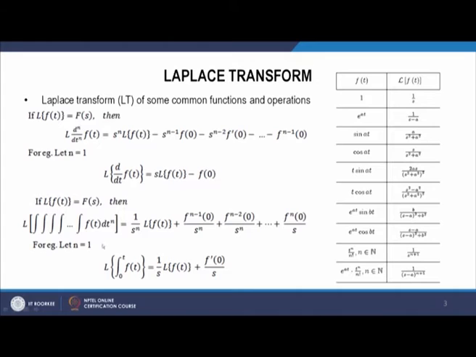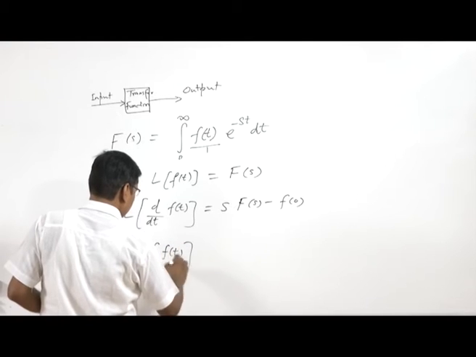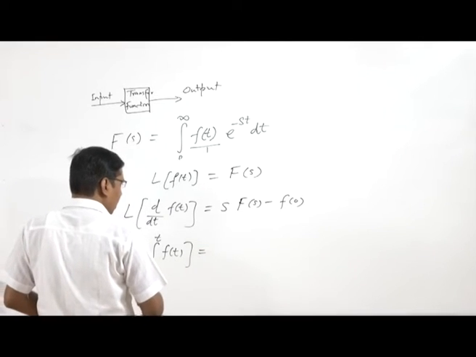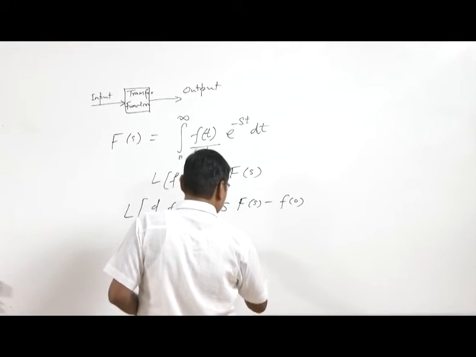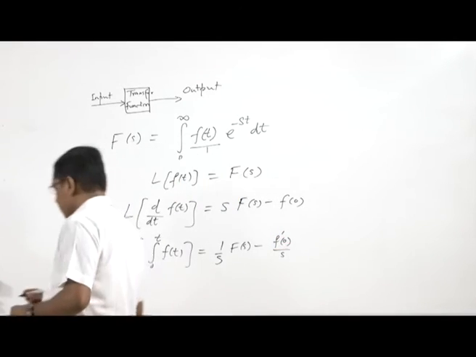So if we have n equal to 1, we take the first integral, from 0 to t of f(t). This is the first integral of f(t). Here we are getting L of the integral from 0 to t of f(t) equal to 1 by s F(s) plus f dash 0 by s.